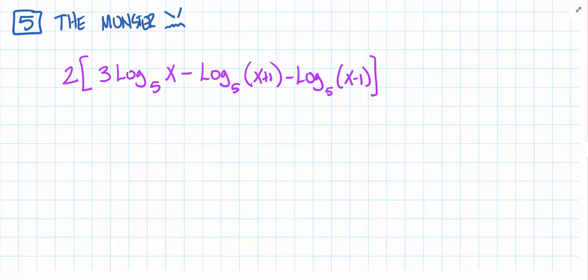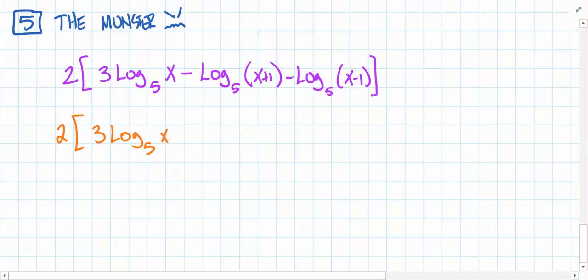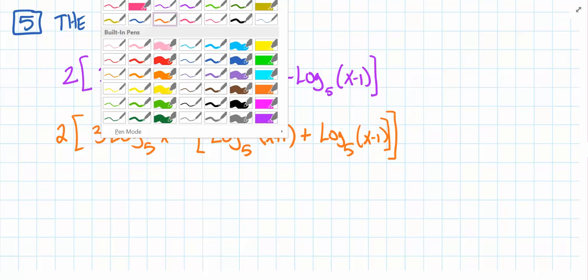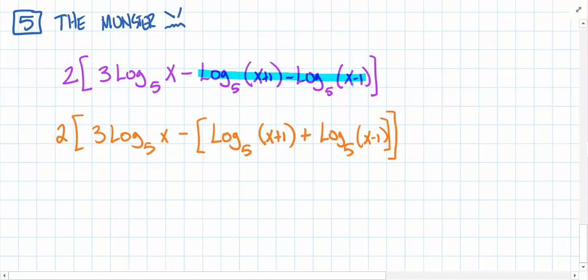So I'm going to keep my 2 here. I'm going to say 3 log base 5 of x minus, now watch this. I'm going to rewrite this as log base 5 of x plus 1 plus log base 5 of x minus 1. So all I did, you guys, and there should be another bracket here. Okay. Look, all I did was this. I rewrote this second half. I factored out the negative sign and made it that. That's all I did. It's a second expression there.